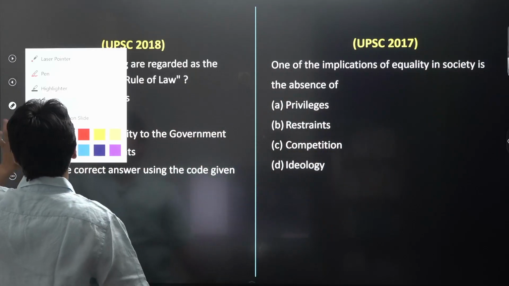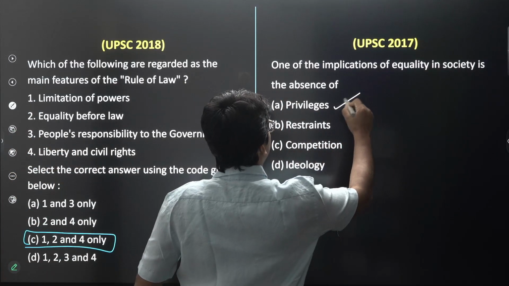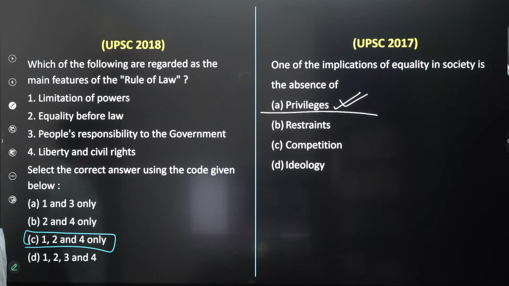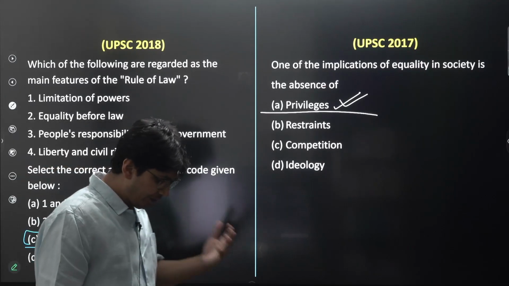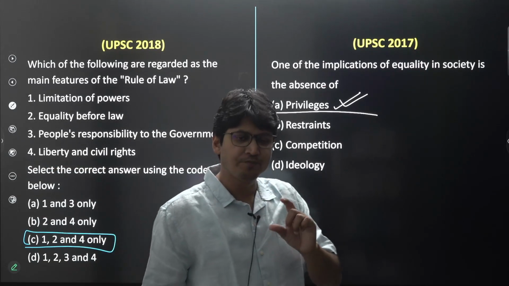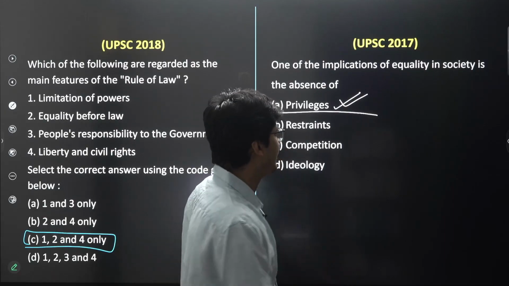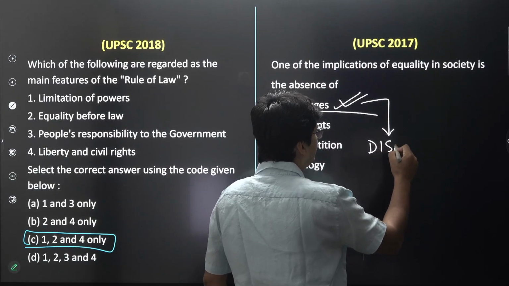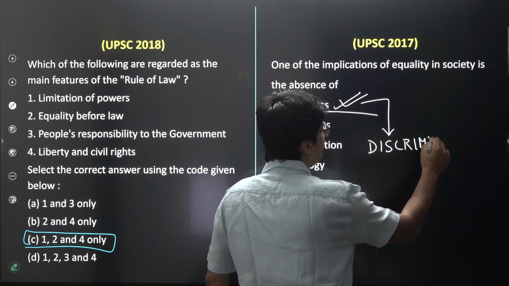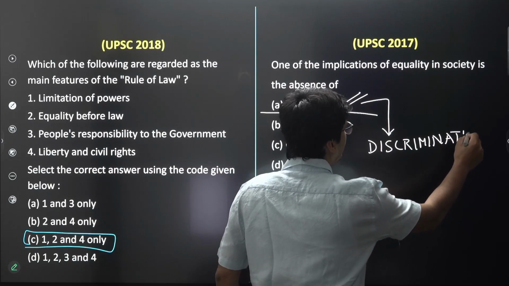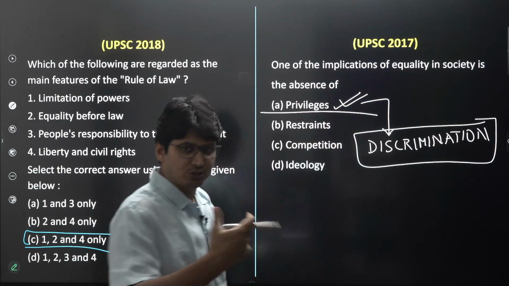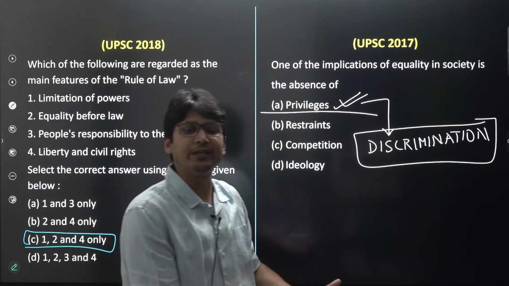privileges. Because if you give privileges to someone, it means you are discriminating. Privilege is also an element of discrimination. Do you agree? Privilege is also an element of discrimination. आप एक को privilege दोगे, obviously इसका मतलब आप दूसरे को discriminate कर रहे हो.